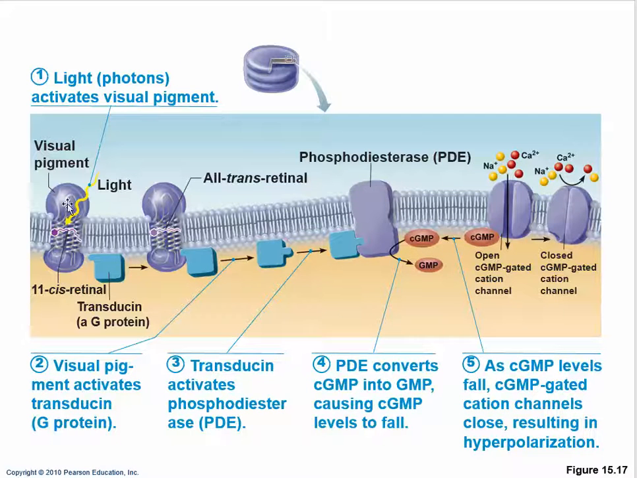So light, cis, turns into trans, separates, causes a second messenger to make cyclic GMP turn into GMP, which then opens gates, closes gates, and affects the polarization, hyperpolarization, and depolarization. And you can just imagine from there.